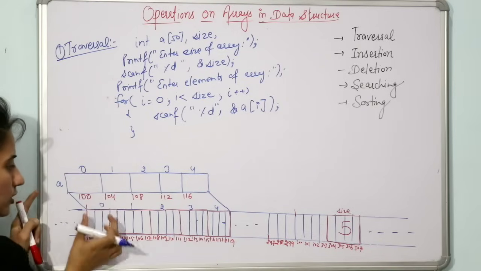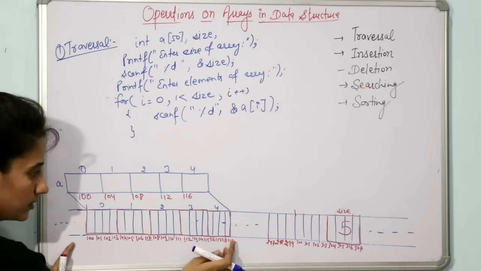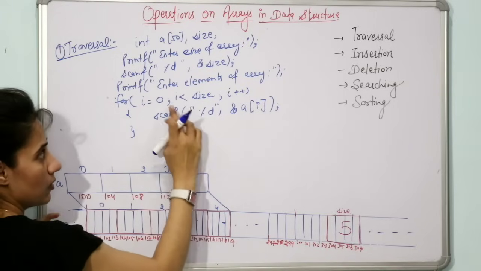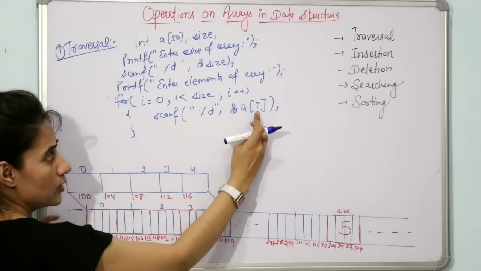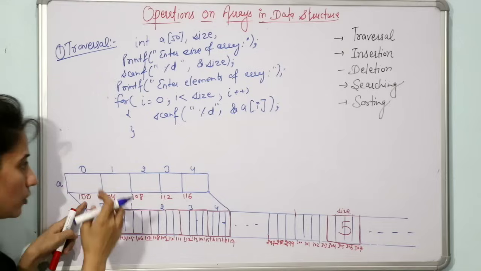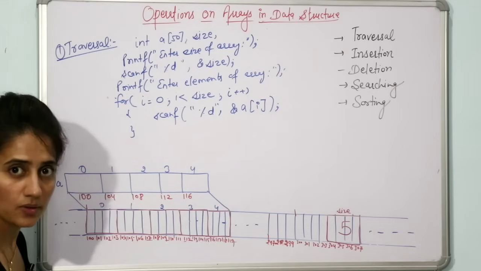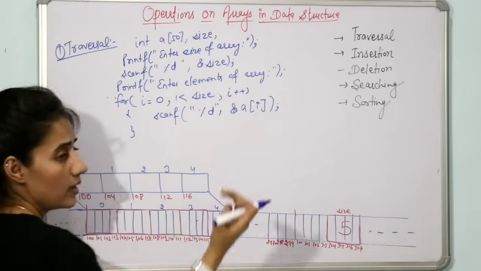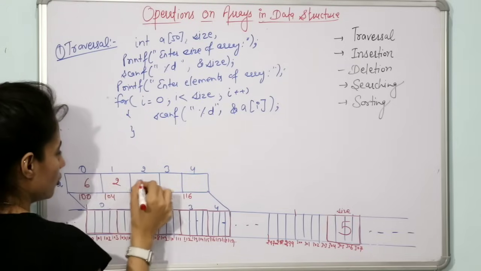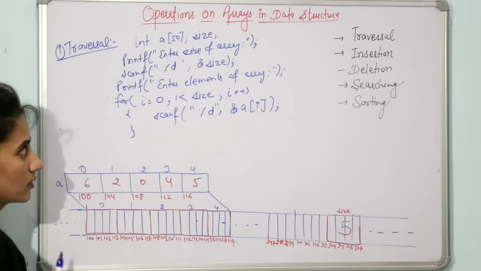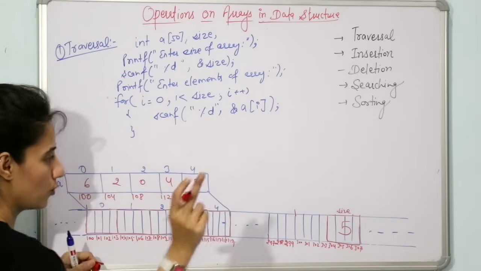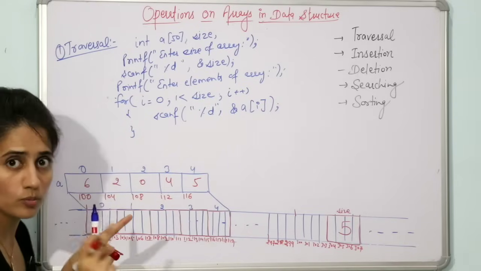This is how I am going to represent it: 0, 1, 2, 3, 4, each block having 4 bytes. So this address is to be allocated. Now when i is 0, the value would be stored at address of a of 0. Address means at value 100, a of 0 means at this index. Now the user will insert the values. Suppose the user has inserted the values 6, 2, 0, 4 and 5, because the loop would run from i equals 0 to size, 5, that is 0 to 4. That is why the array would be populated from 0 to 4.